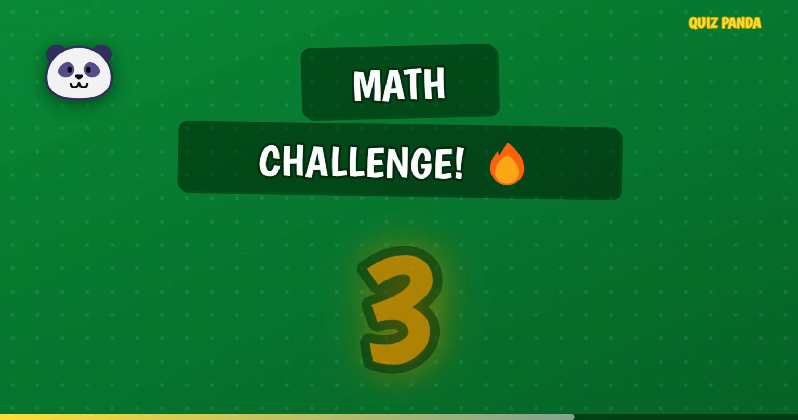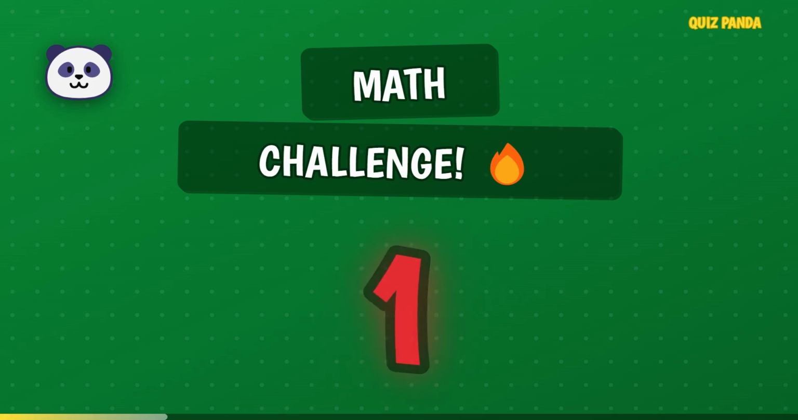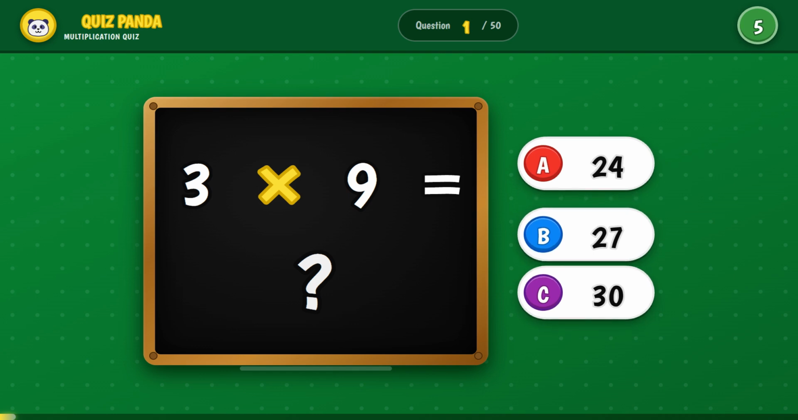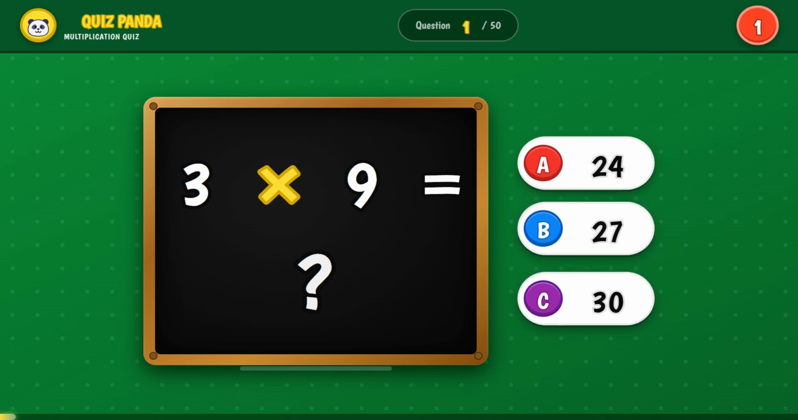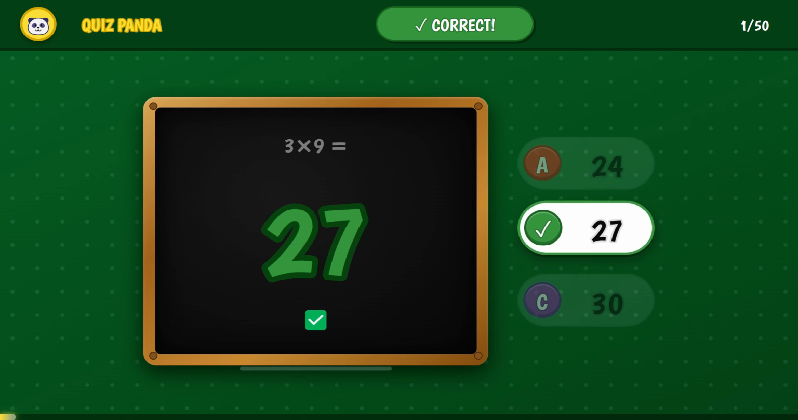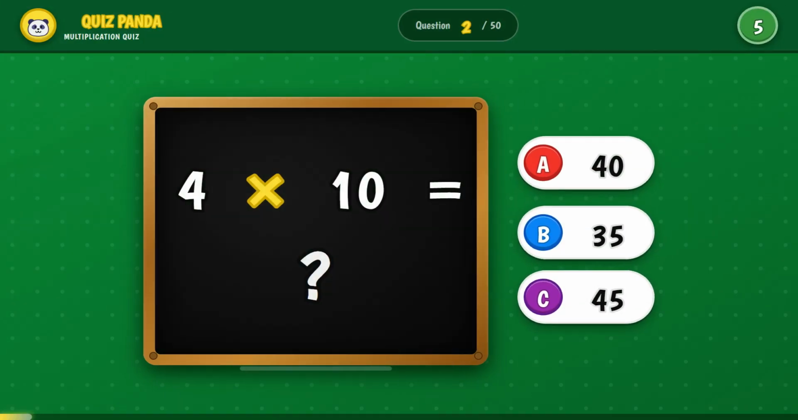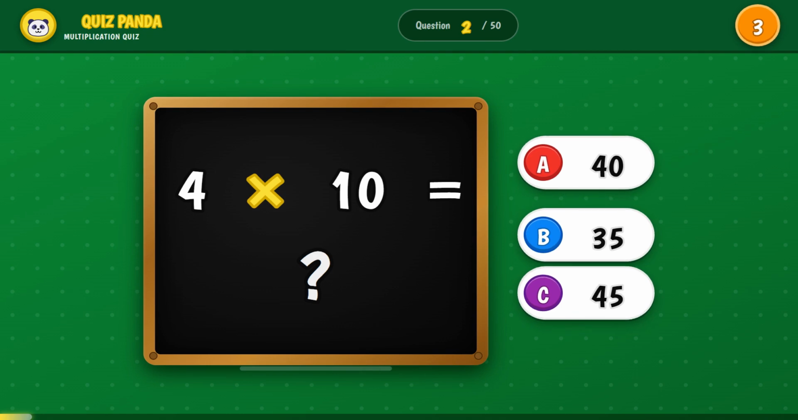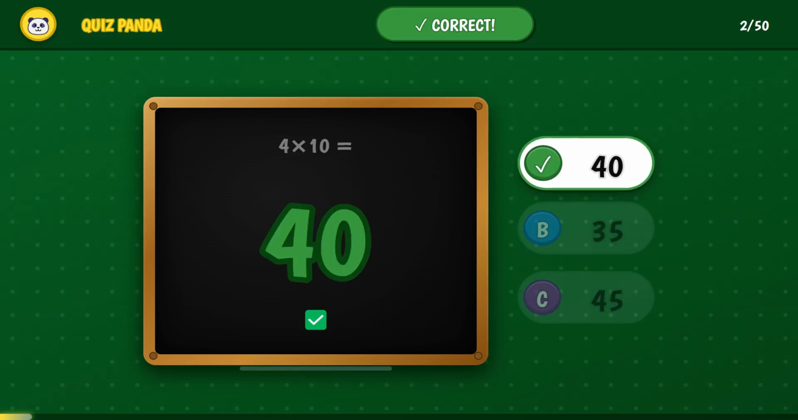Math challenge. Let's go. Question 1. What is 3 times 9? The correct answer is B, 27. Question 2. What is 4 times 10? The correct answer is A, 40.